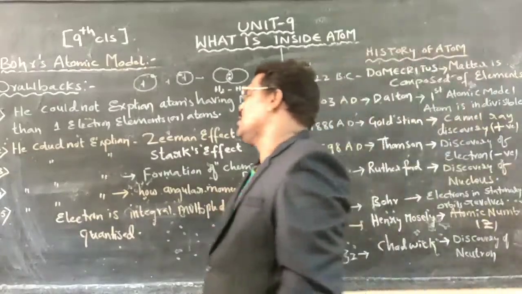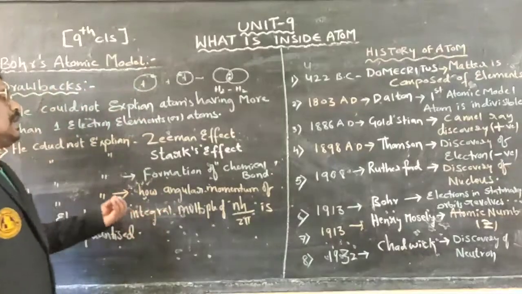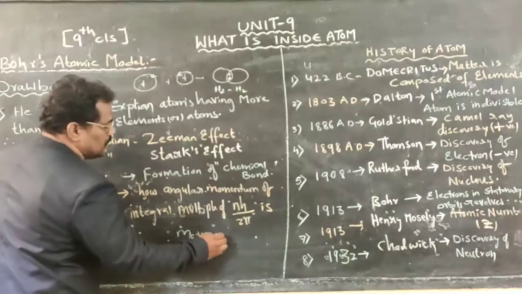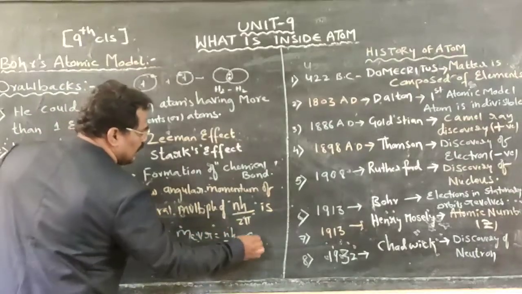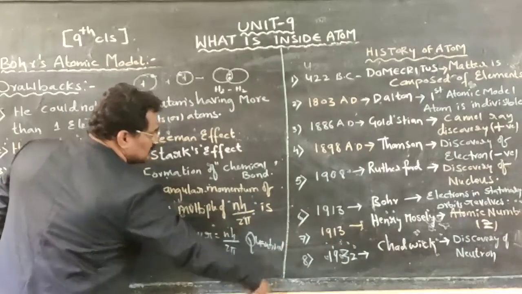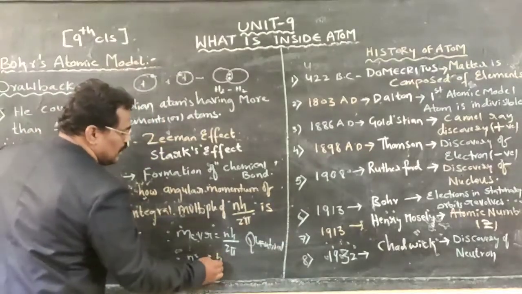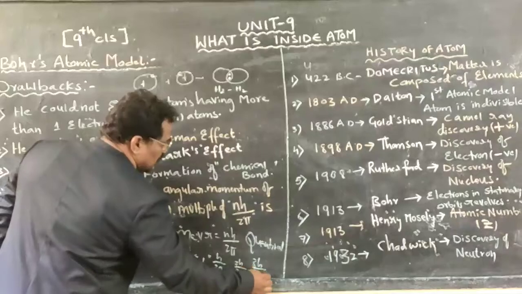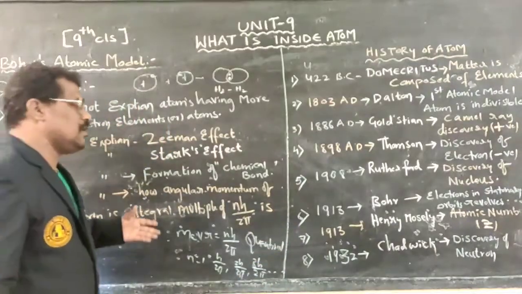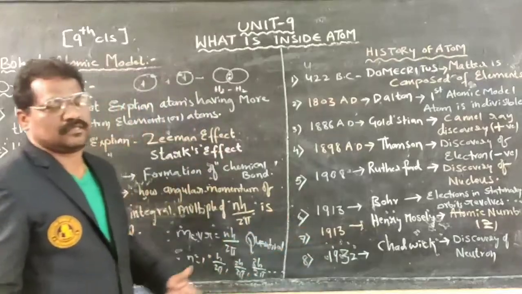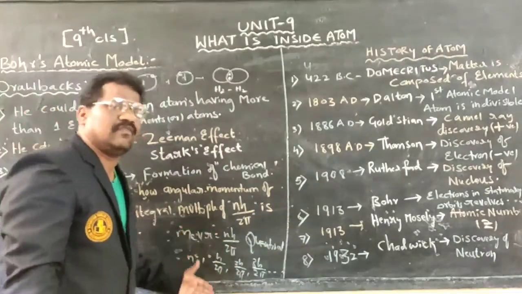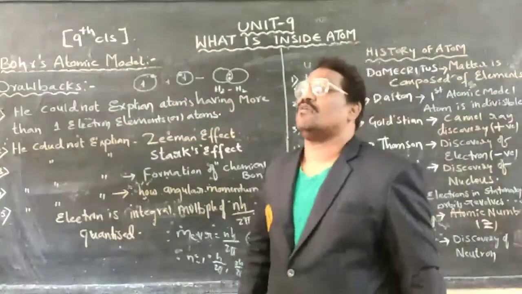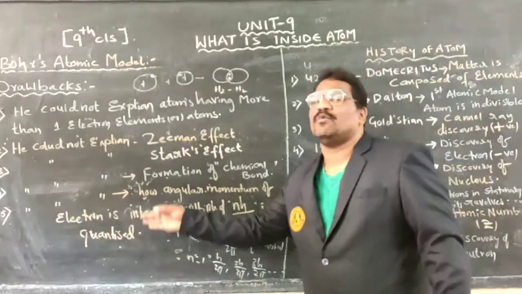The last drawback is that he could not explain or justify that the angular momentum of the electron, m_e v r equals nh by 2 pi, is quantized for each orbit. If I take n equals 1, h by 2 pi is quantized, 2h by 2 pi is quantized, 3h by 2 pi, and so on, nh by 2 pi. Electron orbits get quantized. He could not give a clear justification of how this energy quantization takes place for each and every orbit. That is the concept of the Niels Bohr atomic model.